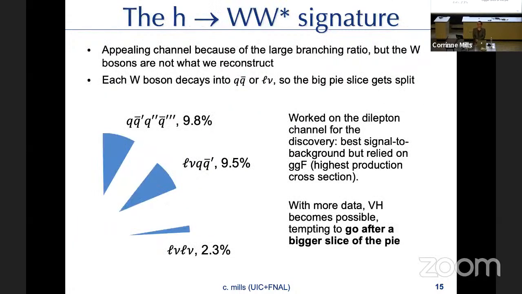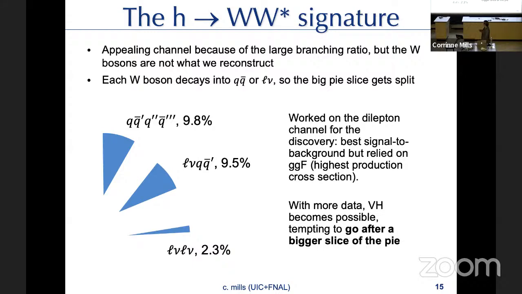Then we can start to dig in a little bit to the Higgs WW signature. So you saw in the plot versus mass, if you don't know where the Higgs boson mass is, this is the channel you want to be on. If you think the Higgs boson is above 140 or so GeV, this is an appealing channel because of the large branching ratio. The W bosons themselves are not what we reconstruct. Each W boson decays into a quark-antiquark pair or leptons, so the big pie gets split up.